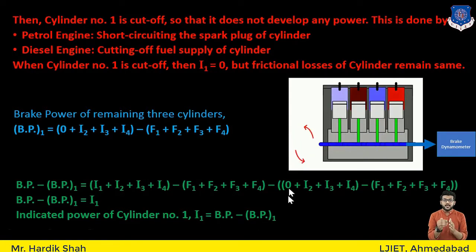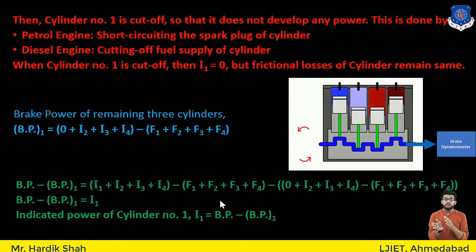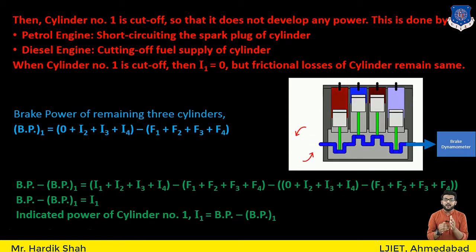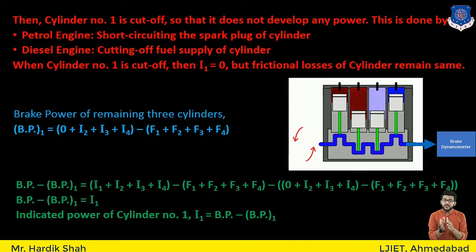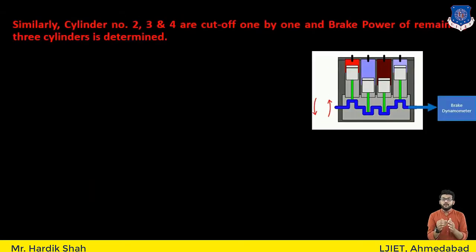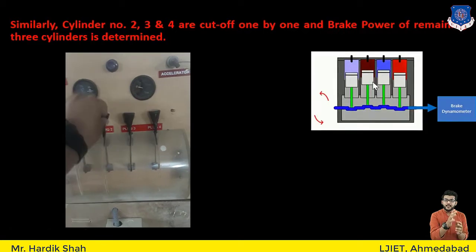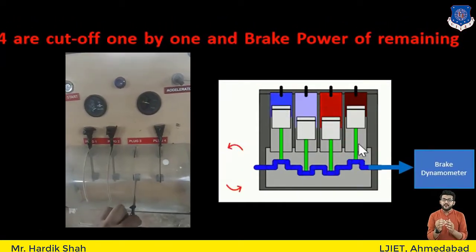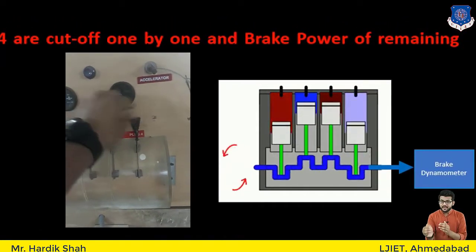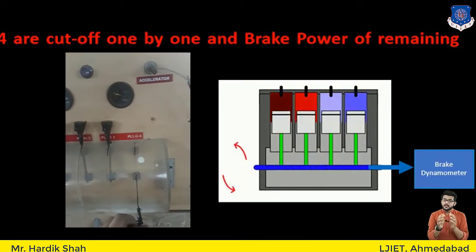Okay. So here the formula will be helpful. Now, because we will find the integrated power of other cylinders also by using the same method. So now what we will do? We will be doing cutoff of the cylinders 2, 3, 4 one by one. Okay. So we will find the brake power of the remaining 3 cylinders. So we can do it in this way.